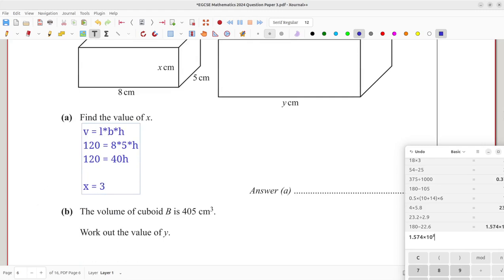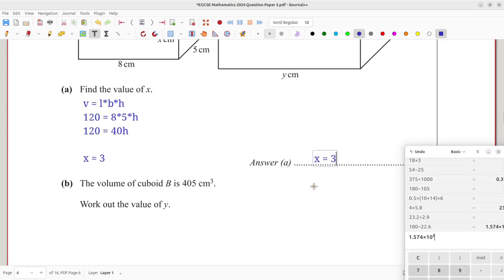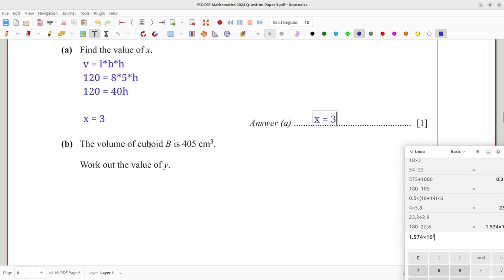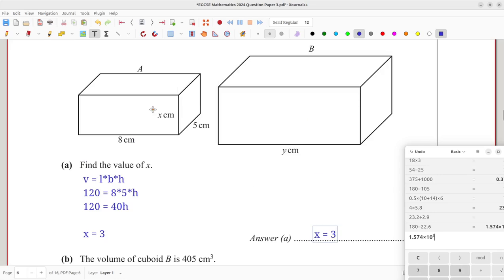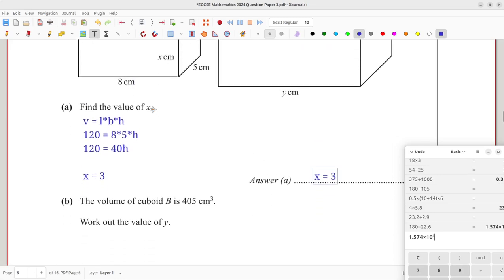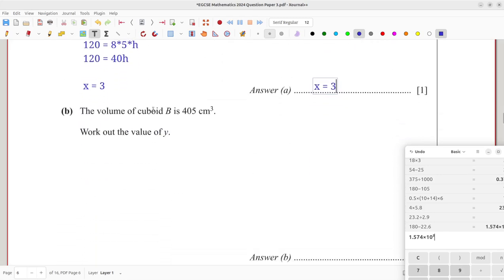Maybe let's use the x here. So x is equal to 3. Then the volume of the cuboid B is 405. Work out y. It's not a problem.